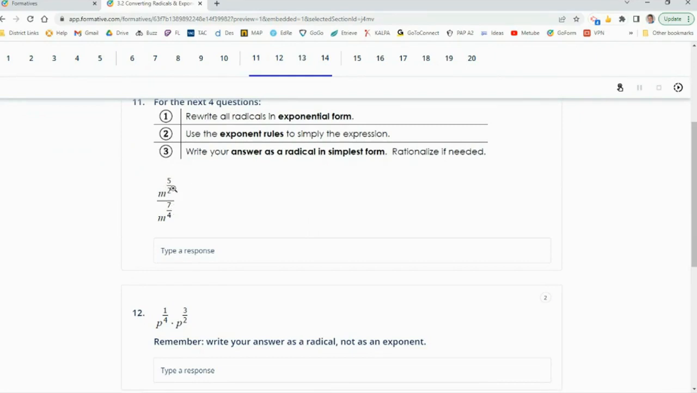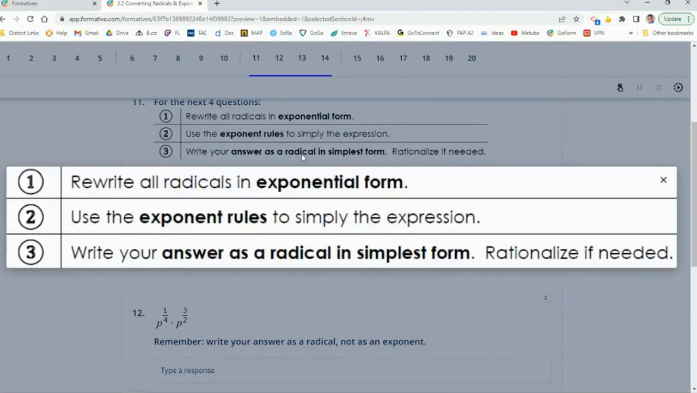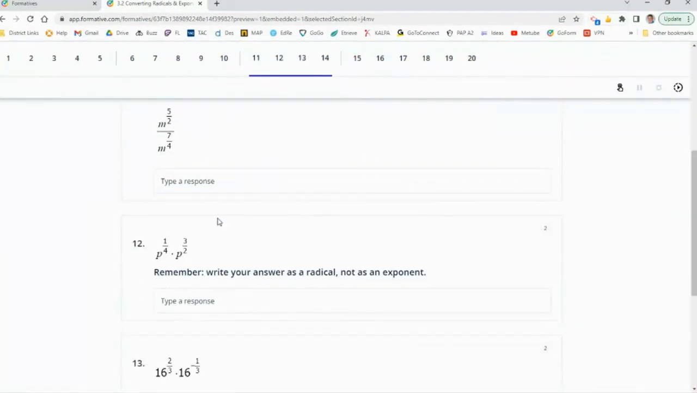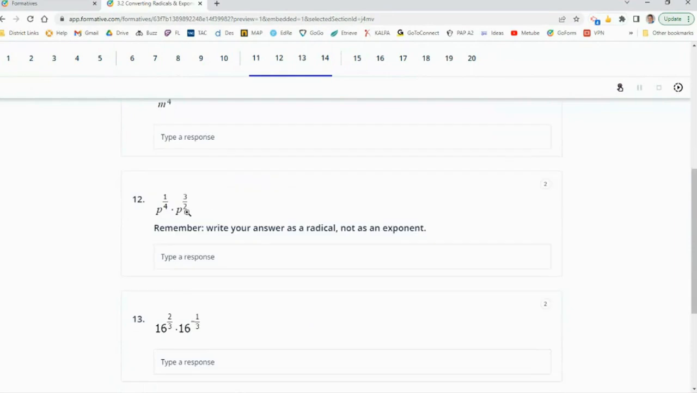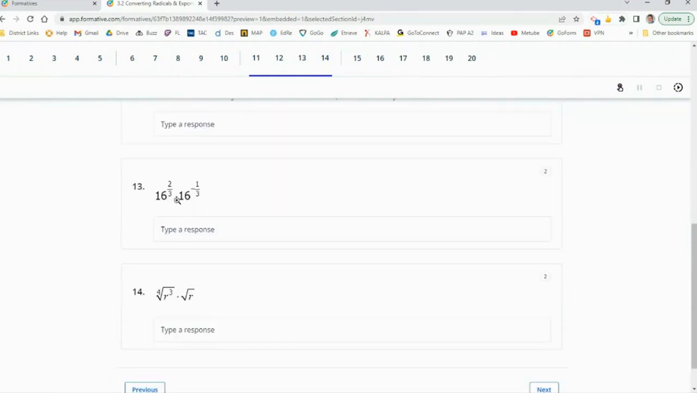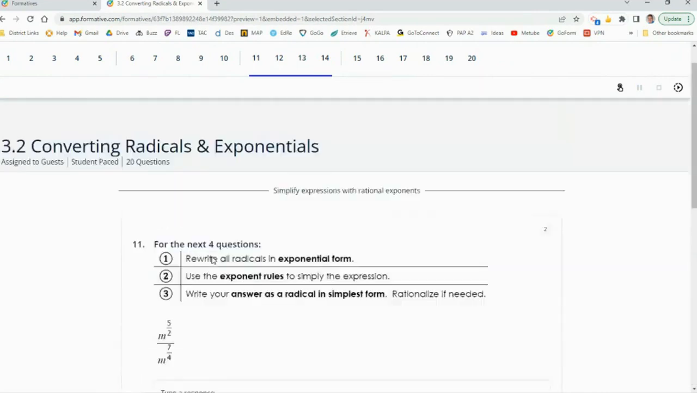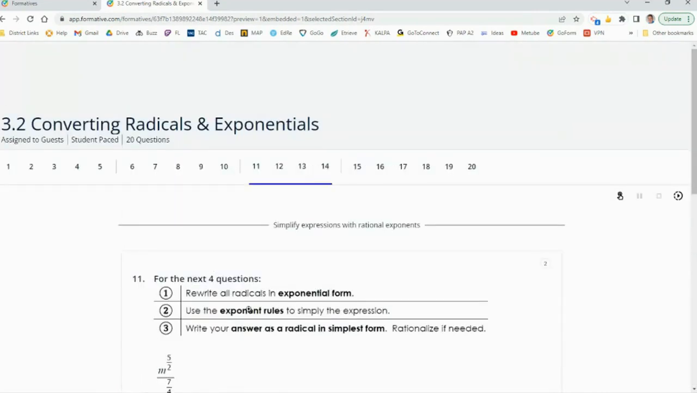So figure out what 5/2 minus 7/4 is, come up with one answer, and then rewrite it as a radical. As a radical. Emphasize that. Answer as a radical. So you've got to make it with the radical, the radicand, and the index. There's two more that are already exponents. Now this last one is a radical, so you're going to have to convert it to an exponential, simplify it, and then put it back as a radical for your answer.